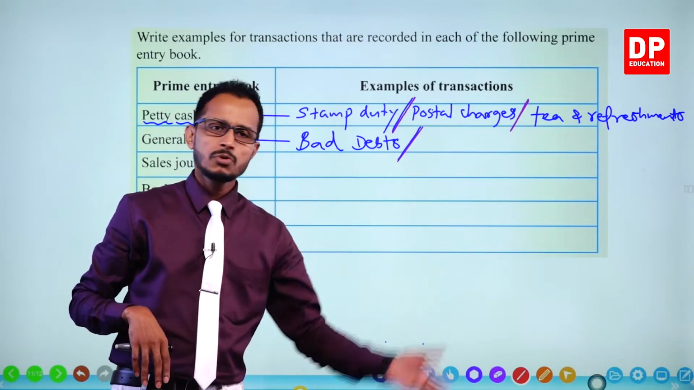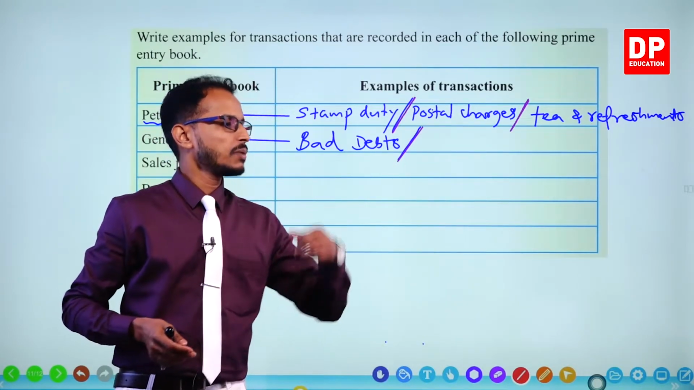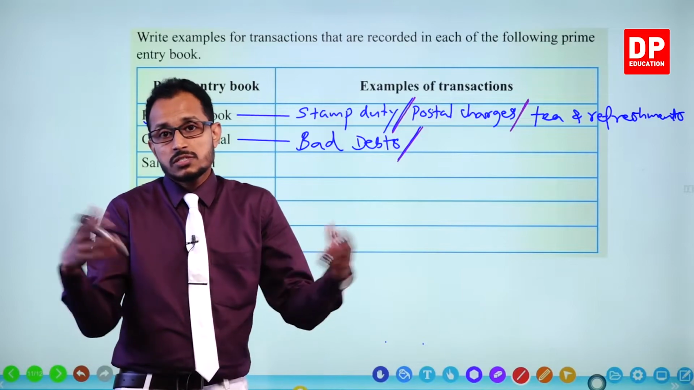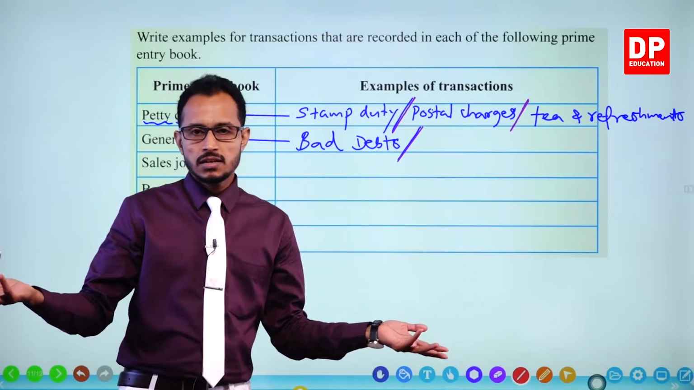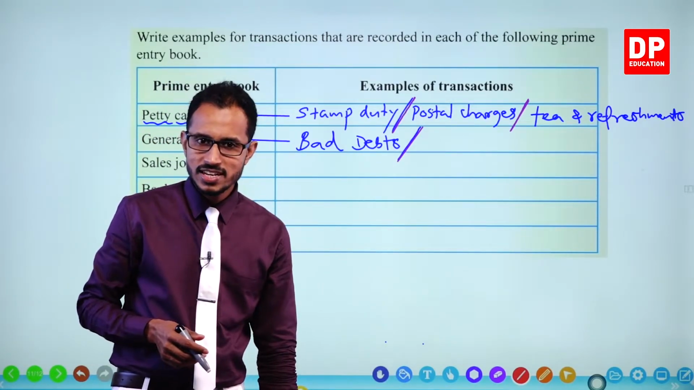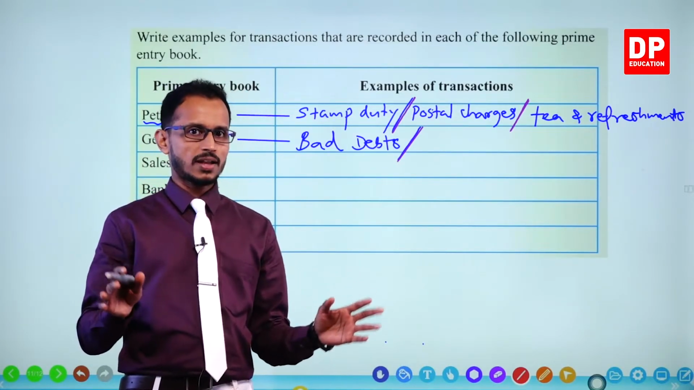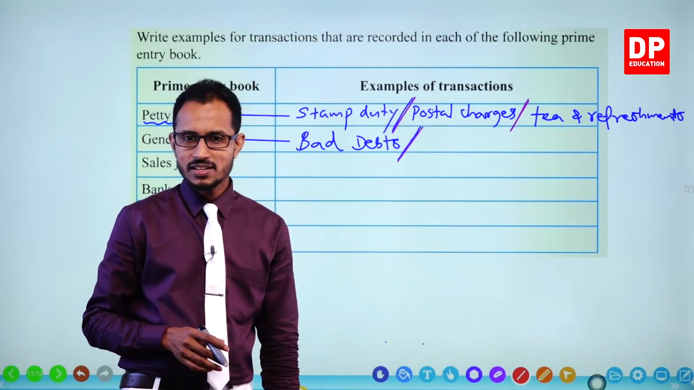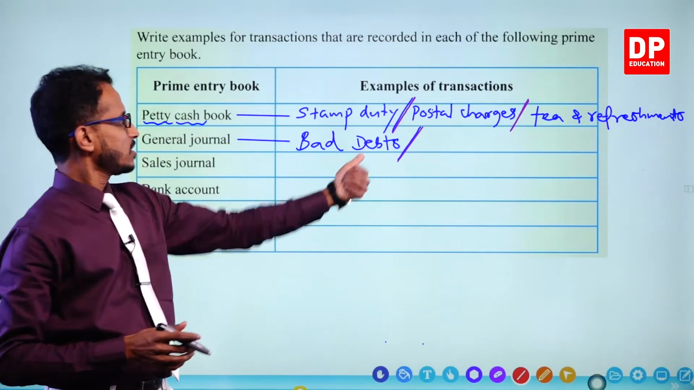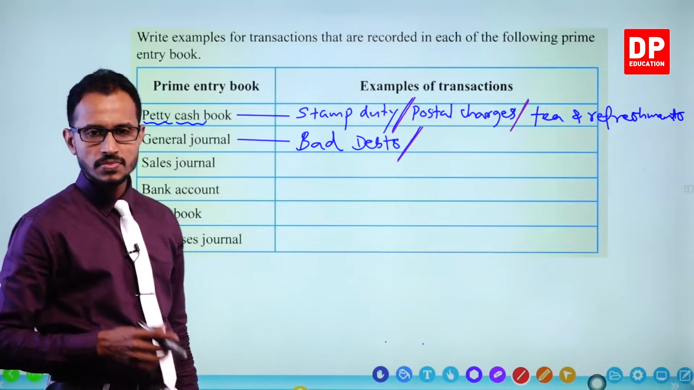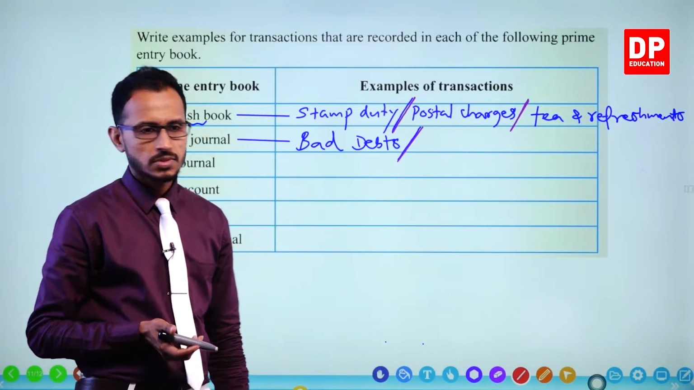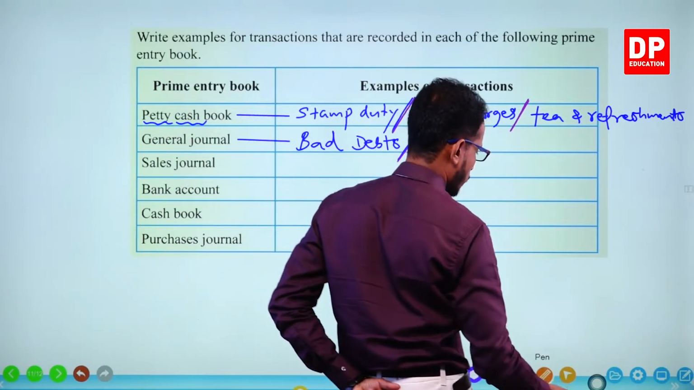Can't put it to the cash book because it's not a cash transaction. Can't put it to the sales journal because it's not about selling goods. It's about getting the money and not being able to get the money and losing the money. Right? So you put it to the general journal. Another one.